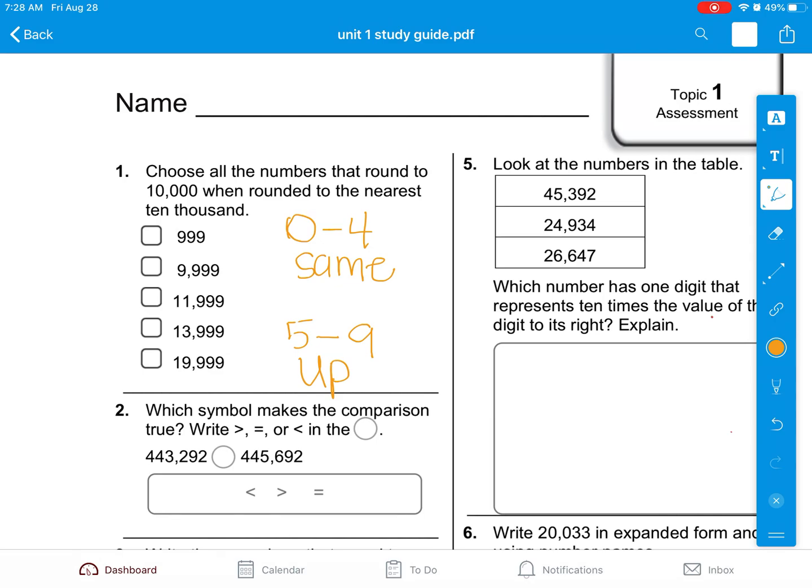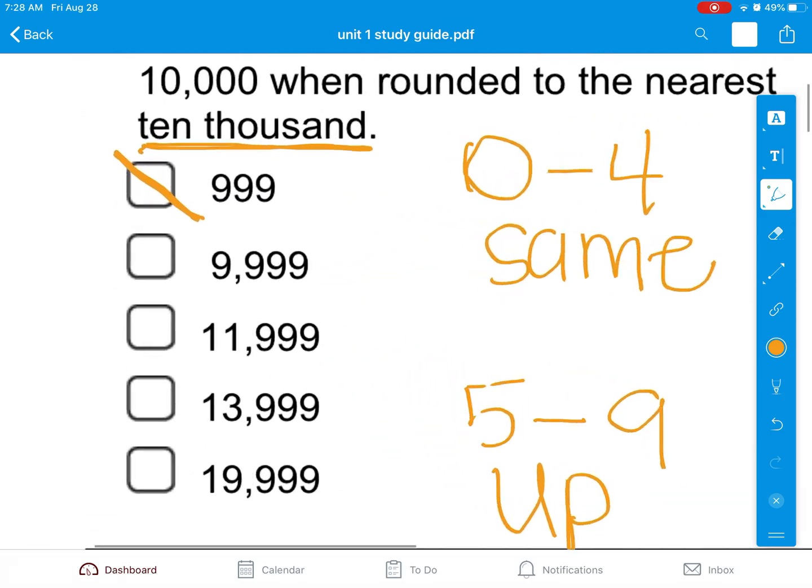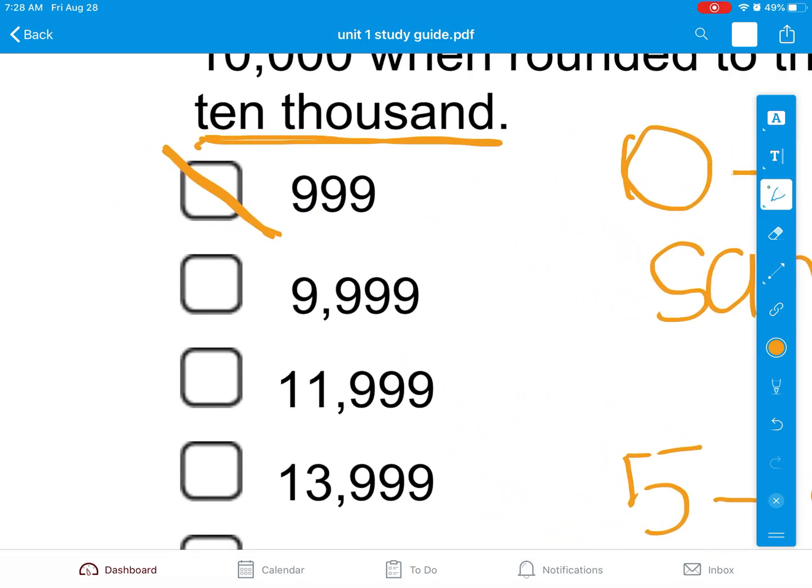Okay? So if I look at these answers, I know it can't be this first one because even if I round that, it only rounds to 1,000, and we're looking for stuff that has 10,000. Okay, so the next number, 9,999. Let me zoom in. If we look at the thousands place, its next door neighbor's a 9. This 9 is going to make it round up to a 10, right? And if it goes up to a 10, it does now have a 10,000s place. So this one is a possible answer.